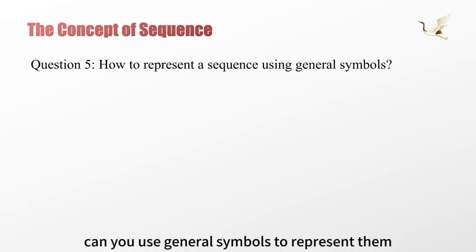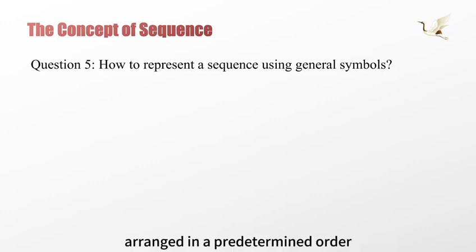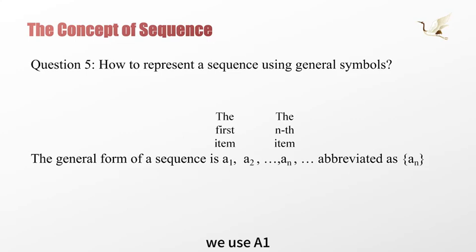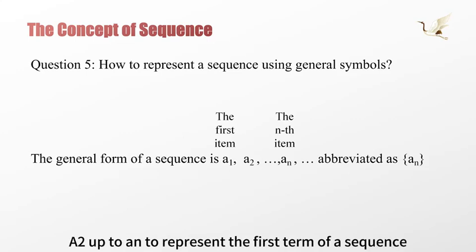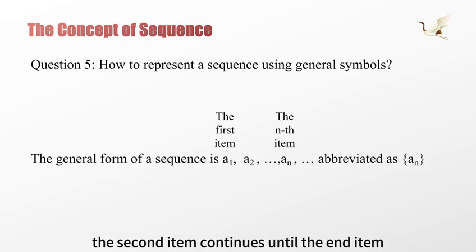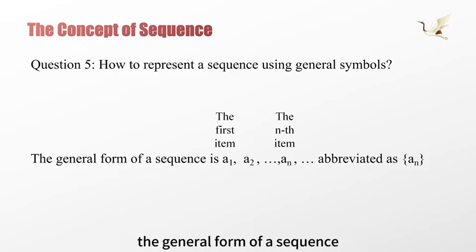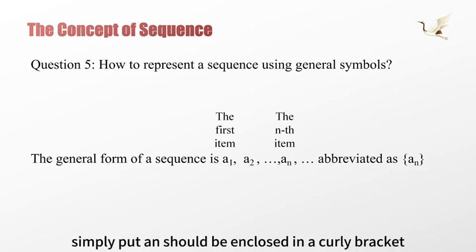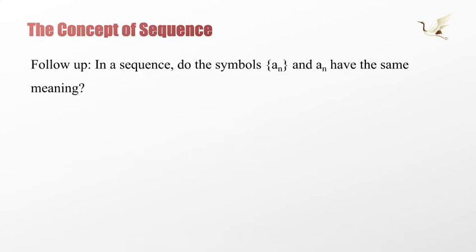Can you use general symbols to represent them? We know that a sequence is a set of numbers arranged in a predetermined order. We can use positive integers to represent the determined order. We use a1, a2 up to an to represent the first term of a sequence, also known as the first term, the second term, and so on until the nth term. The general form of a sequence can be written as follows. Simply put, an should be enclosed in curly brackets.